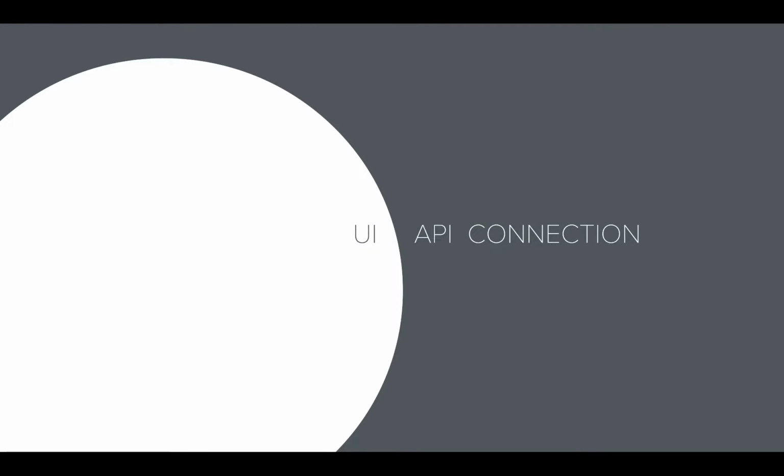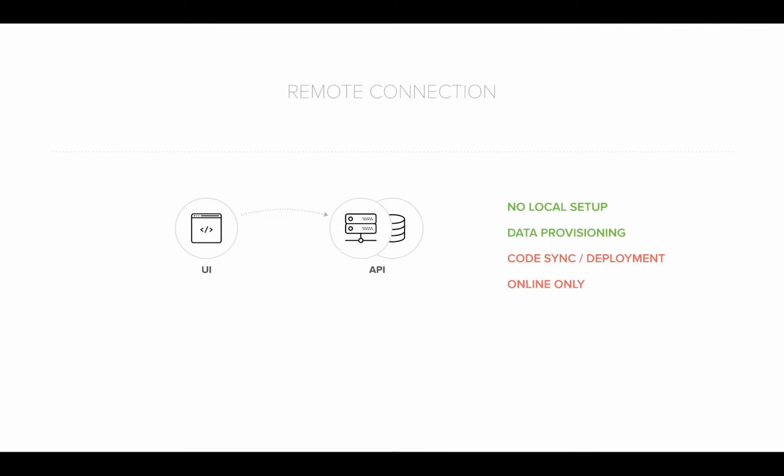So in development, how do we connect our UI to an API and get the data from a database? Well, from my experience, I work with three different ways to do that. One way is to directly connect your UI to a remote server, a server that gets the code deployed to a staging environment or a dev environment or somewhere on the internet, on some server. Then you get connected to it directly.